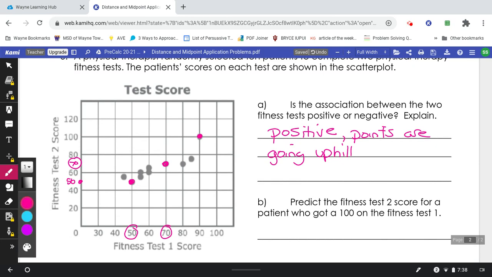All right, now we get to predict. Predict is just a guess based on the information that we have. Predict the fitness test 2 score for a patient who got 100 on the fitness test 1. Here's my 100 on my fitness test 1, and I'm trying to approximate where on my graph a point best fits. So you have all this space here up along this line to put your dot. So this down here doesn't work.